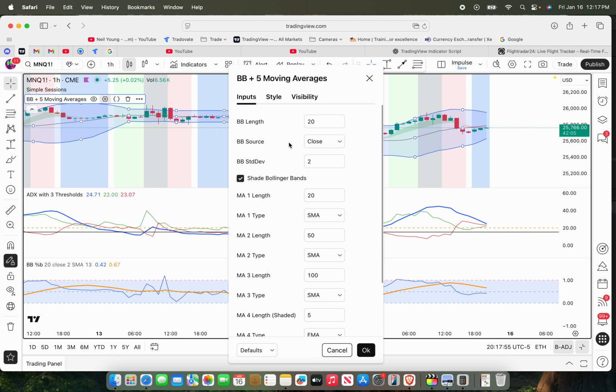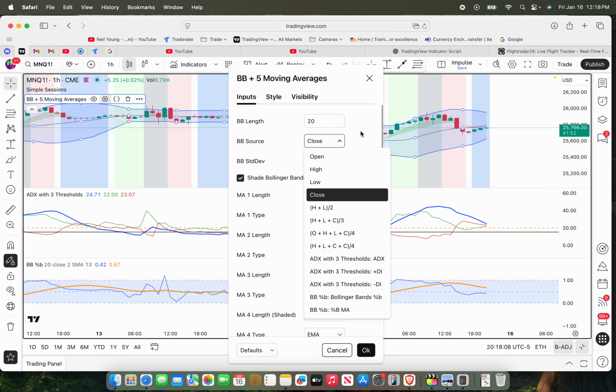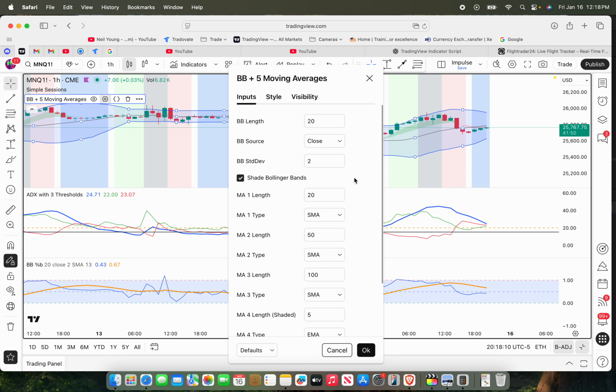And it's a typical Bollinger Band that is set at 20, and it has standard deviations, which you can obviously go up or down. And in here, you've got all the flavors of how you want the Bollinger Band to behave.